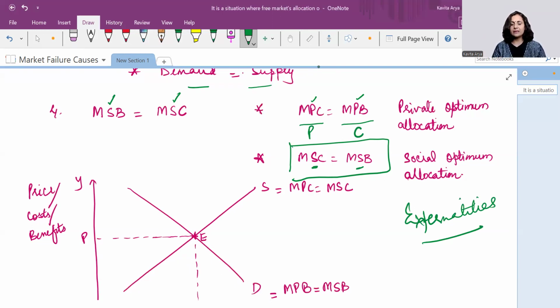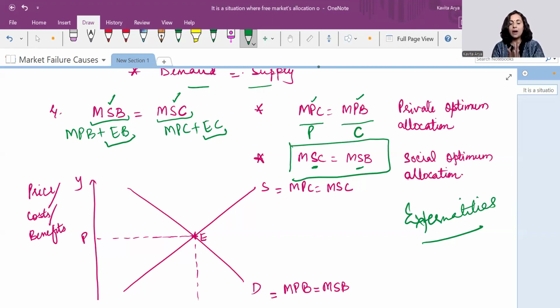To understand this, let me give you the equation. Marginal social benefit is equal to marginal private benefit plus external benefit, and marginal social cost is equal to marginal private cost plus external cost. Right. So when we're talking about external cost, we are talking about the negative externalities. When we are talking about external benefit, we are talking about the positive externalities. So when we do not have any externalities, it means the private benefit and the social benefit become equal.